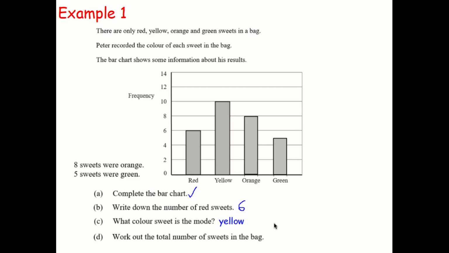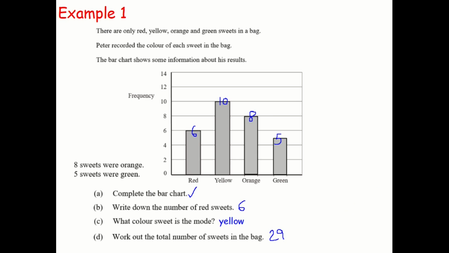Part D says, work out the total number of sweets in the bag. So I'm going to add together all these numbers here that I've got. So I've got 6 red, I've got 10 yellow, 8 orange, and 5 green, and they add up to 29. 29 is the total number in the bag.